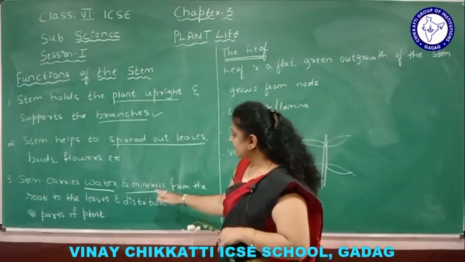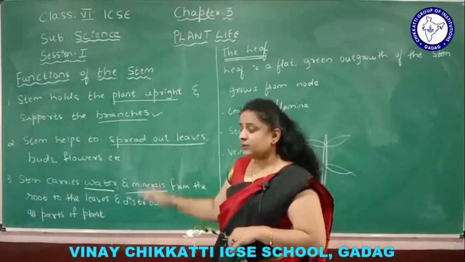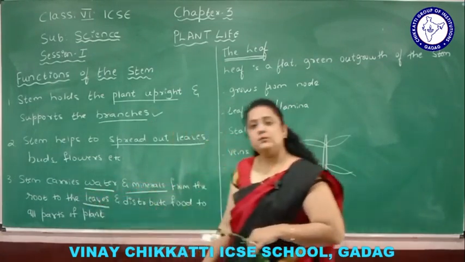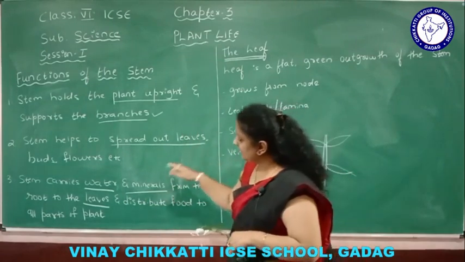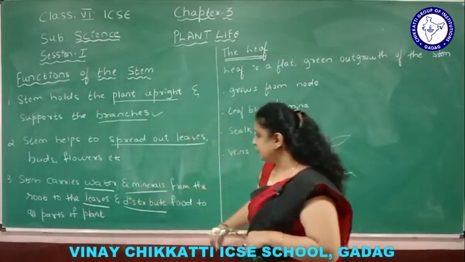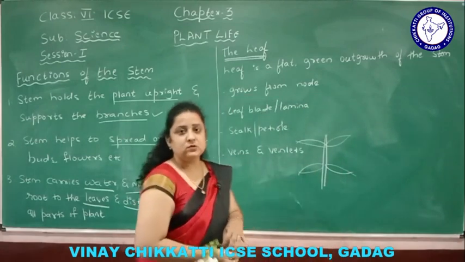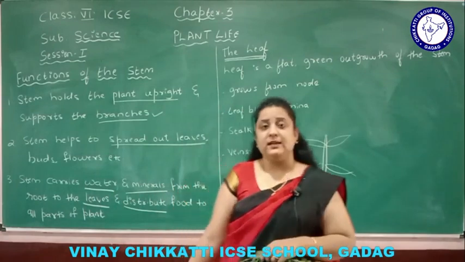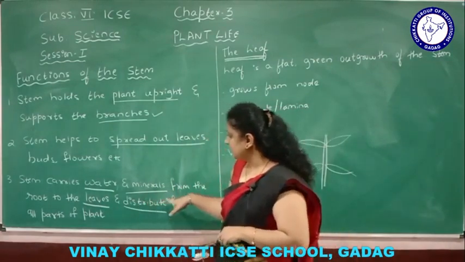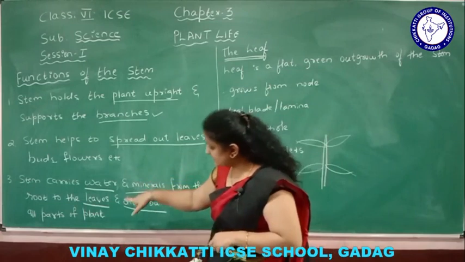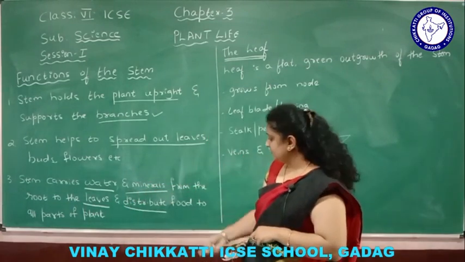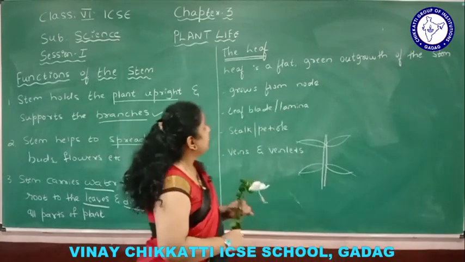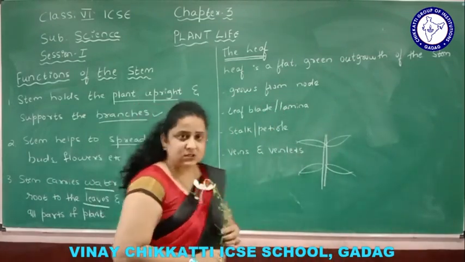It transports water and minerals from the root. From the root it is going through the stem to the leaves. From the root to the stem, and then it is passing to the leaves and distributes food to all parts of the plant. As you know, we already saw the functions of the root. Root helps in absorbing the minerals and water from the soil, and through the stem it is passing through different parts of the plant body. That is, the food is transported to all parts of the plant. So this is about the functions of the stem.